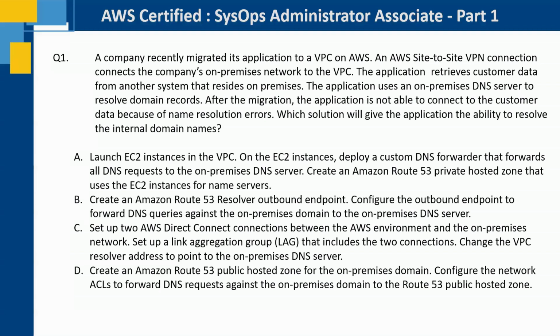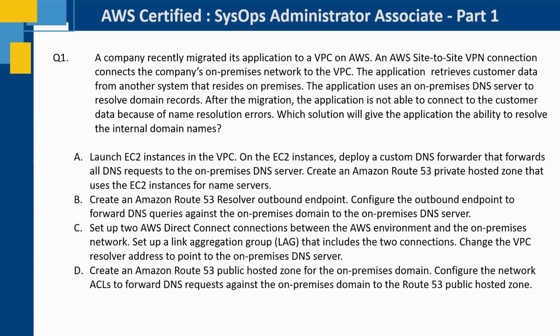And the third option is set up two AWS Direct Connect connections between the AWS environment and the on-premises network. Set up a link aggregation group that includes the two connections and change the VPC resolver address to point to the on-premise DNS server. And the fourth option is create an Amazon Route 53 public hosted zone for the on-premises domain. Configure the network ACLs to forward DNS requests against the on-premise domain to the Route 53 public hosted zone.